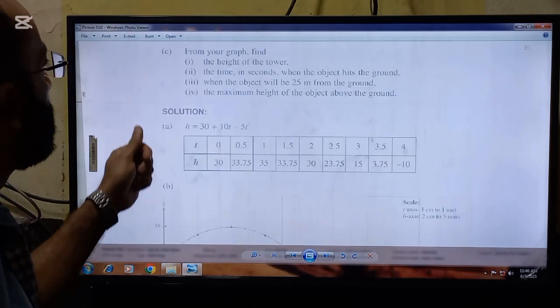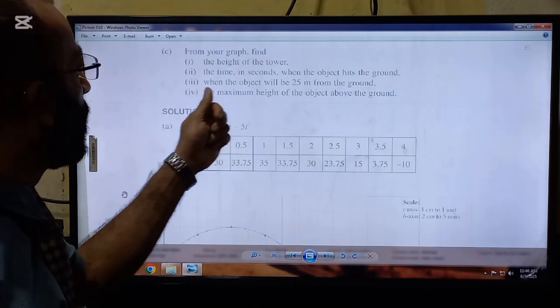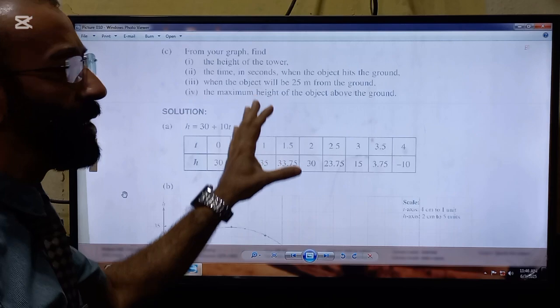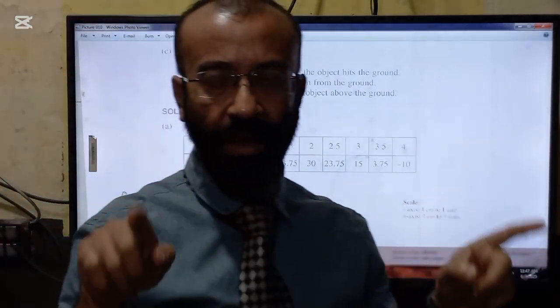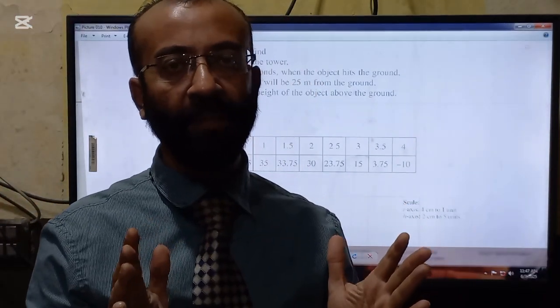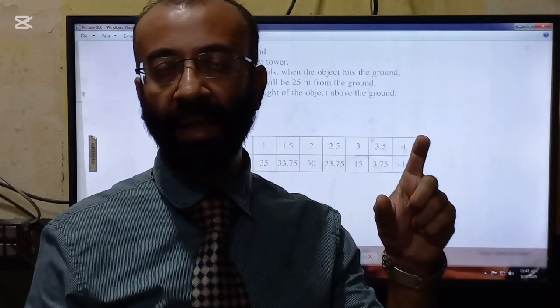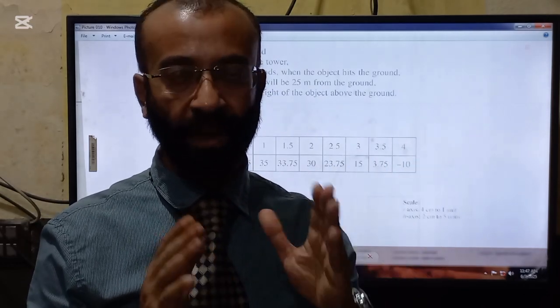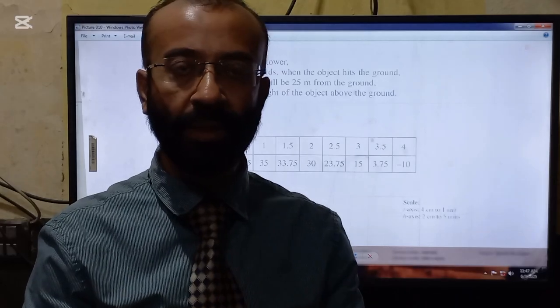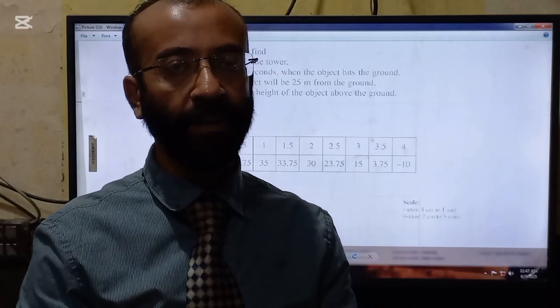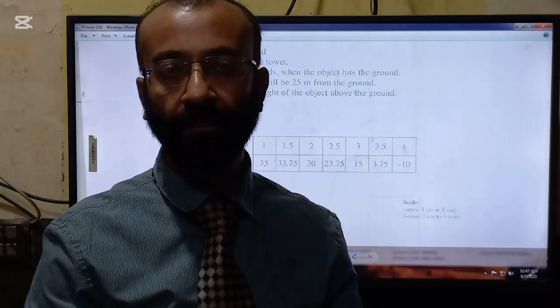Part C's requirement is, from your graph, find the height of the tower. So all these requirements can be solved after drawing the graph. So the same steps will be followed. The table which is in incomplete form is given. First we will complete the table of values. The scale is already given. We will follow the scale.